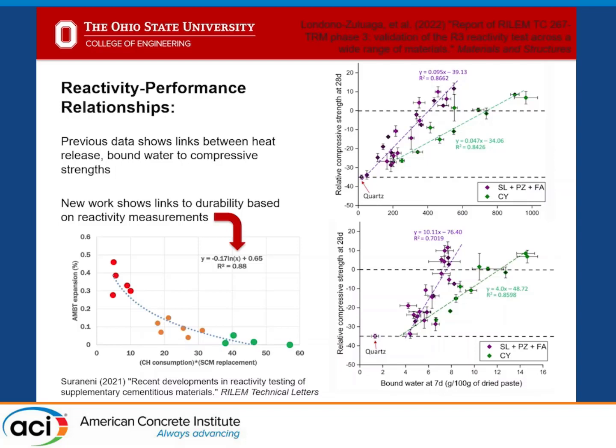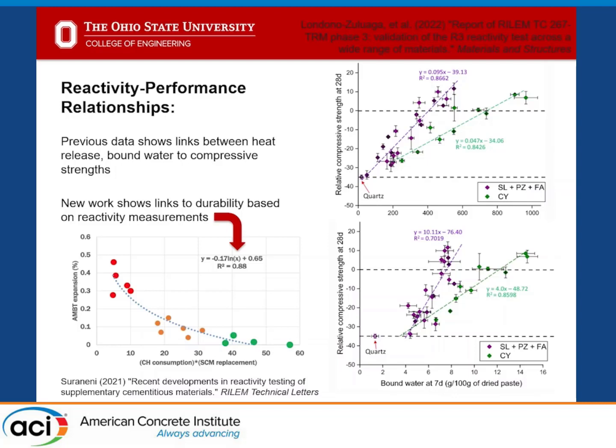So I'm showing here some work by Pranoy equating AMBT mortar bar expansion ASR testing to calcium hydroxide consumption in the R3 test. Also showing work by the Rylam group, including Karin, along the right side of the screen here, linking compressive strength to R3 values. And both of them have shown pretty strong relationships between those.